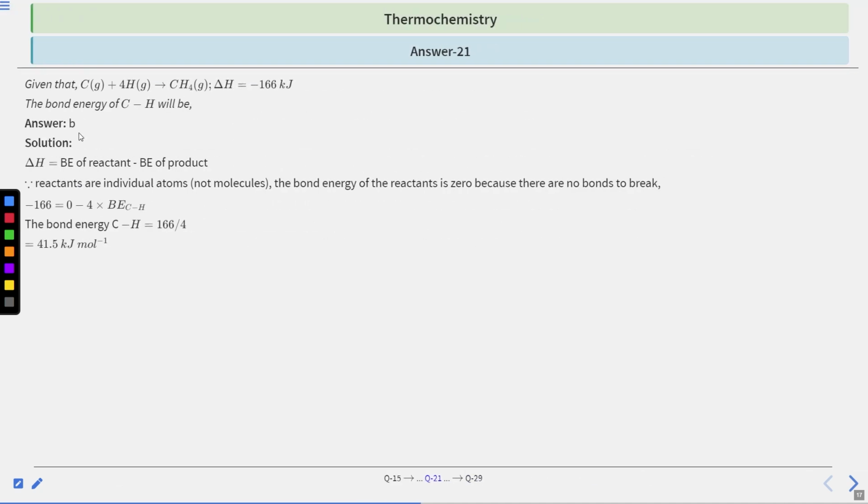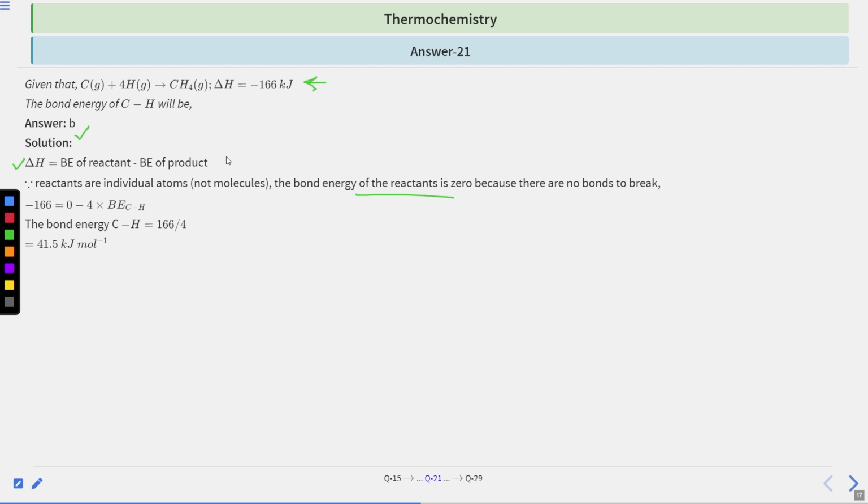Okay, so the correct answer is option B. We know that del H is equal to bond energy of reactant minus bond energy of product. Since reactants are individual atoms in this reaction, they are not molecules, right? They are individual atoms. So the bond energy of the reactants will be 0 because there are no bonds, so there is no energy needed to break them, right?